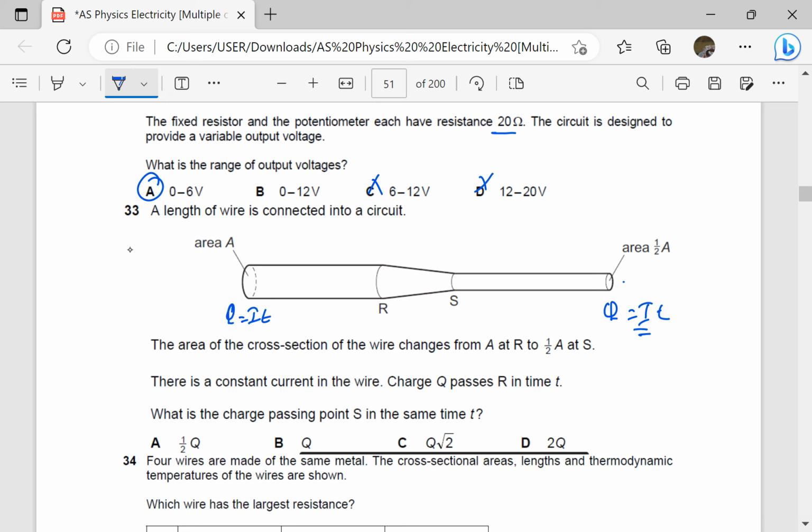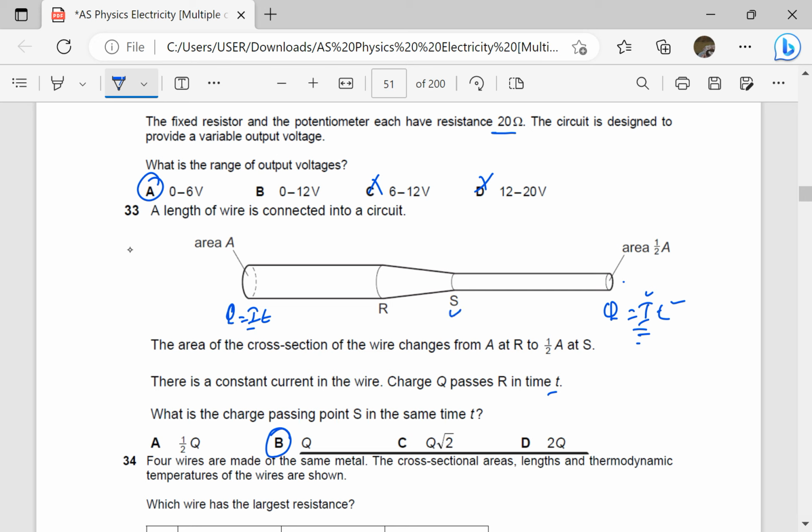So the current is the same, the charge is I times t, and of course the time is the same. That means the charge is going to be just Q. The current is the same because these parts are in series with each other, and it is for the same time. Therefore, the same charge is passing through point S.